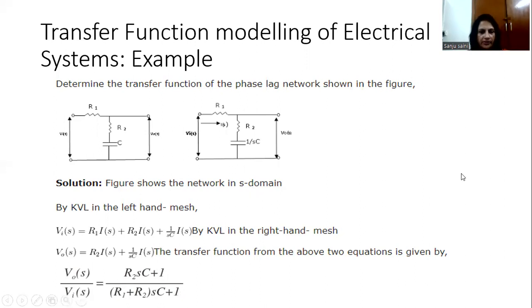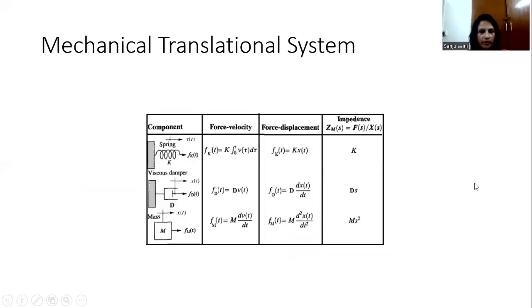Next we take up a mechanical translational system. A translational system means a mechanical system in which the motion takes place along a straight line. In the case of the electrical system, we have three basic elements: resistance, inductance, and capacitance. In the case of the mechanical translational system, we have three basic elements: spring, viscous damper, and mass.